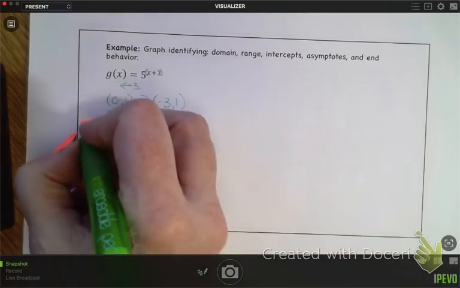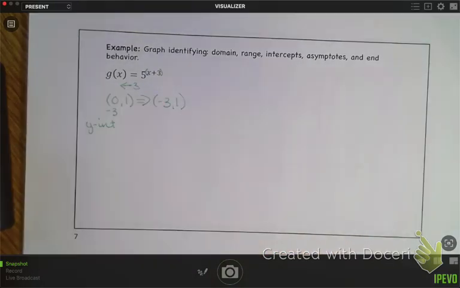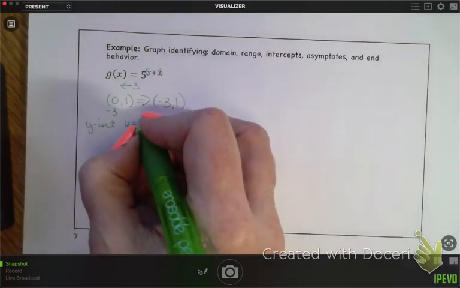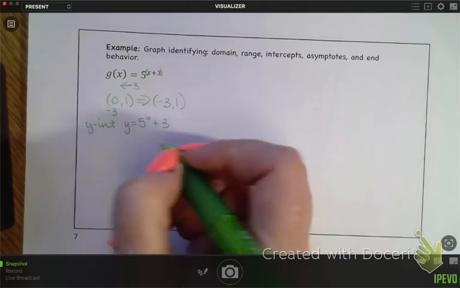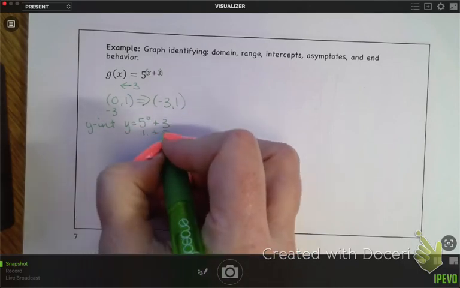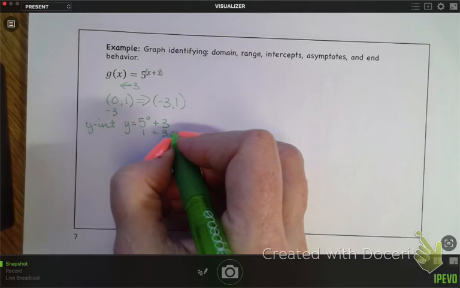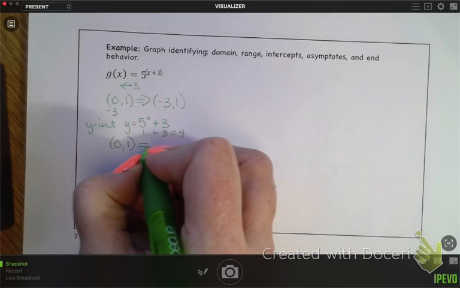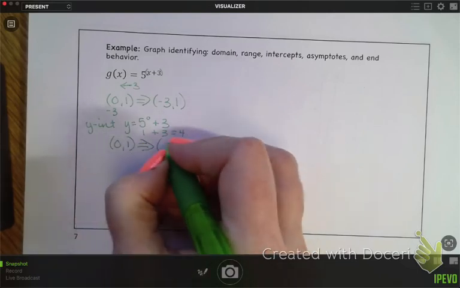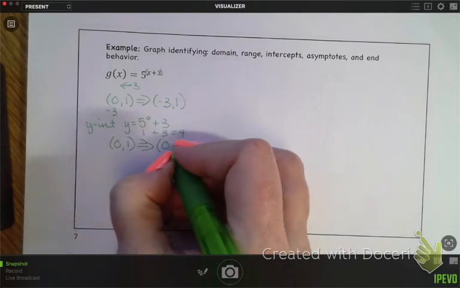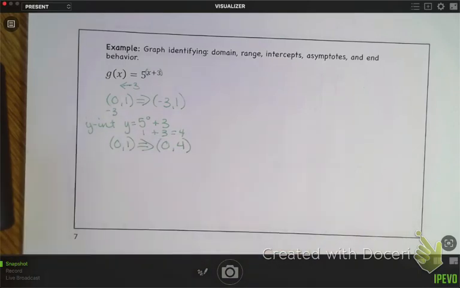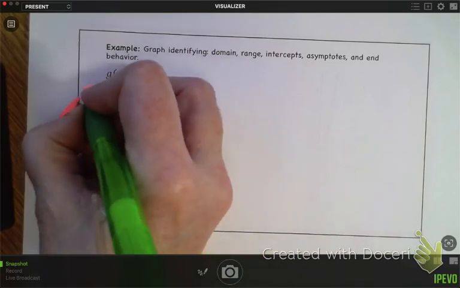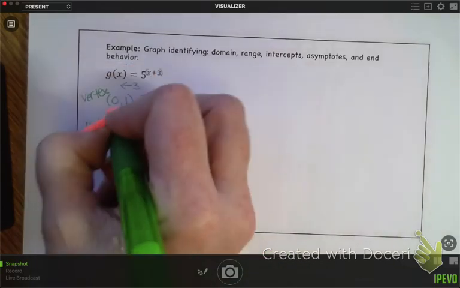So now to get the y-intercept, like any other equation, we have to plug 0 in for x to find it. So 5 to the 0 plus 3. Well, 5 to the 0 is 1 plus 3 is 4. So our y-intercept was 0, 1, and now it has moved to, let's see, 0, 4. So this is our vertex, and this is our y-intercept.